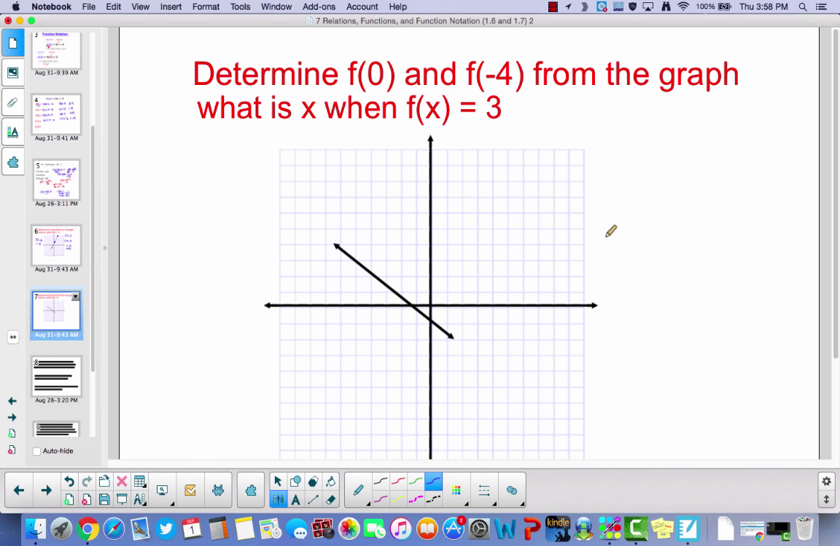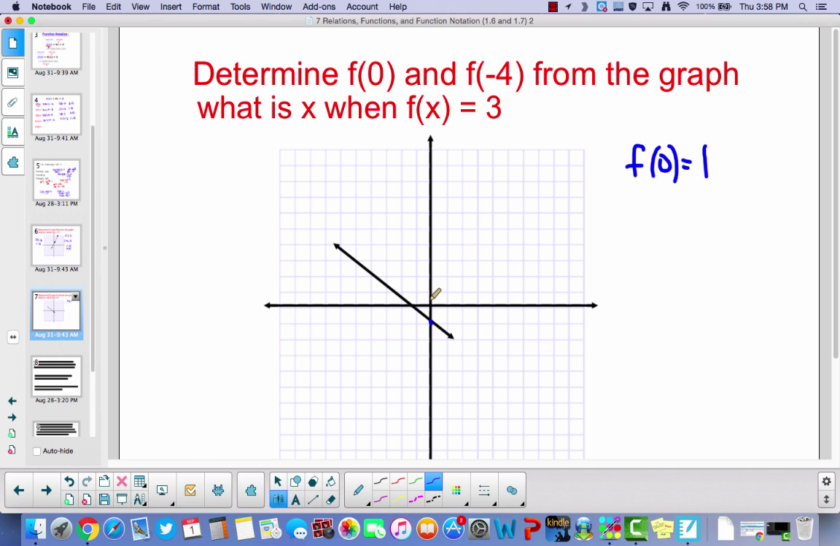Okay, so f of 0 says when x is 0, what is my y value? Well, here's when x is 0. What is my y value? My y value is 1. So f of 0 is 1.